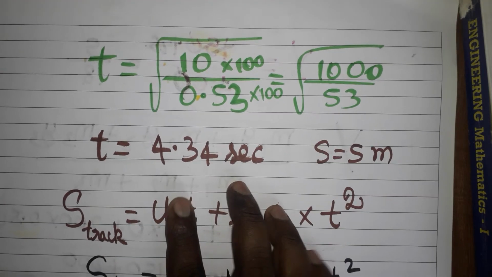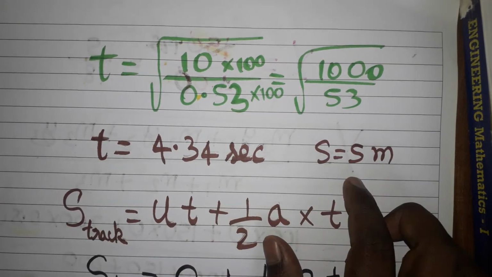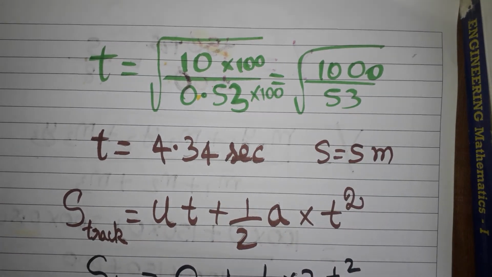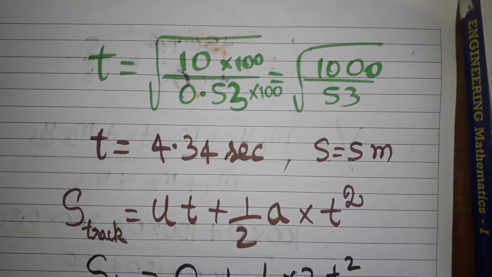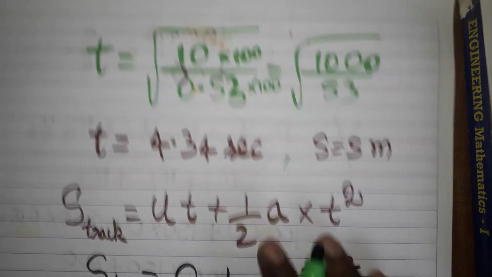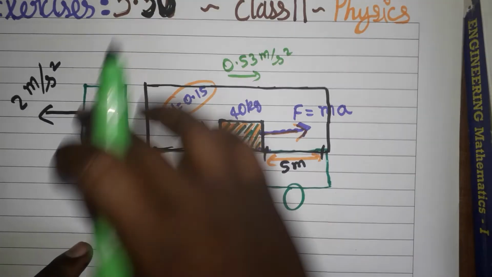Now the displacement of the block is 5 meter, so for the same block, this much is the time period. Moving for 5 meter. Now that is not the question. The question is for the displacement of the truck.